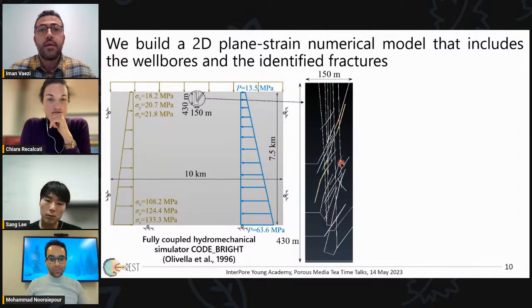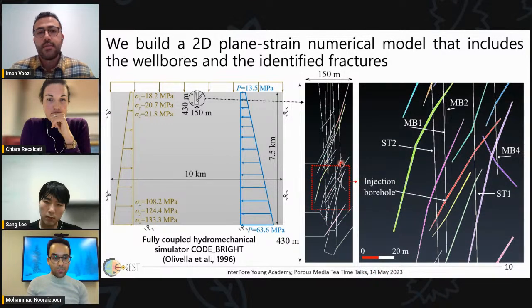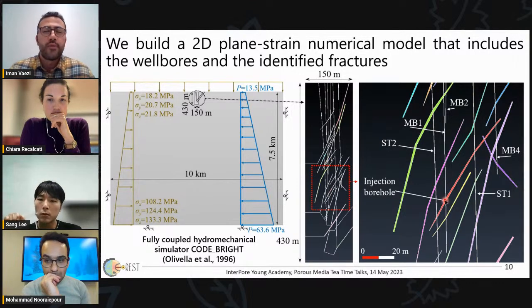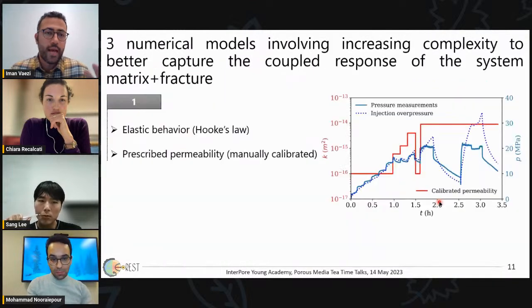We have carried out 3 numerical models with increasing complexity in terms of material constitutive law and coupling of permeability and fracture aperture, which we believe get closer to the actual conceptual model. The stimulation test is modeled by injecting water through an isolated section of the borehole MB1 at the measured depth of 267 meters into the fracture. Isolation was achieved by a double packer, which is also included in the model as a very low permeable section of the borehole. So we had 3 numerical models.